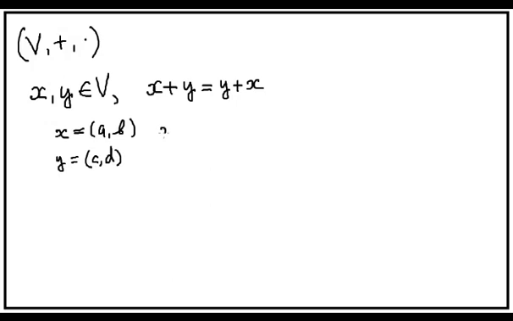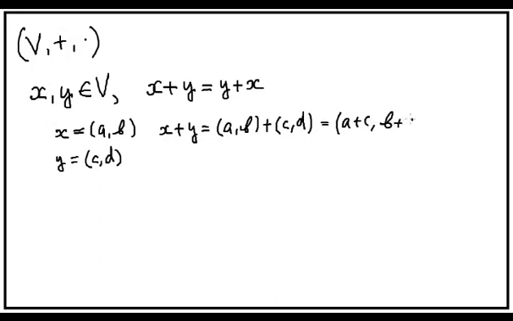And according to how we defined addition in this vector space, x plus y is going to be, so let's actually calculate what it's going to be. It's AB plus CD, and by the way we defined addition, this is going to be A plus C, B plus D.